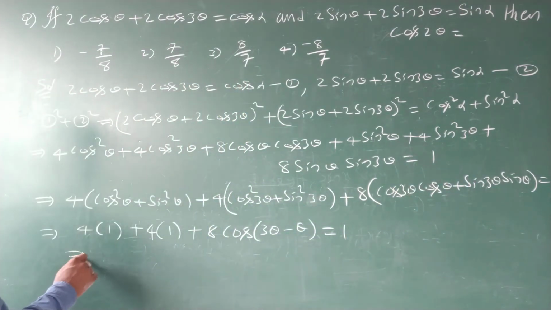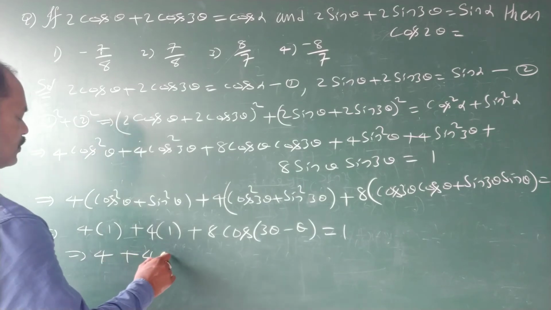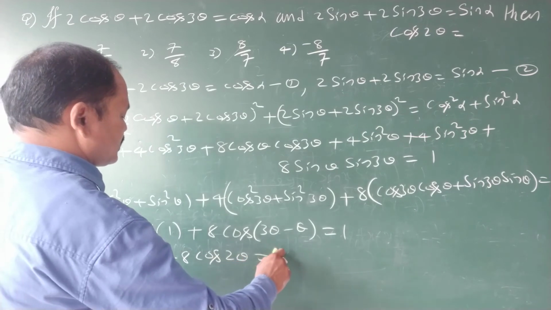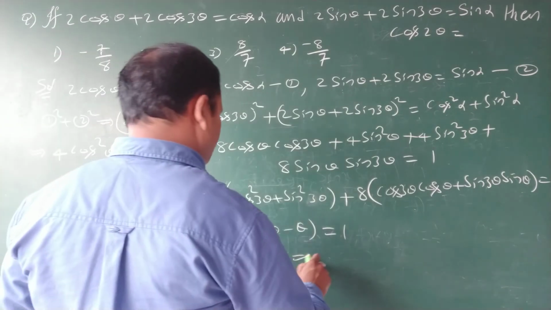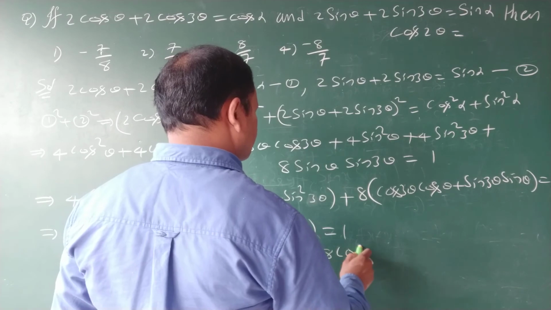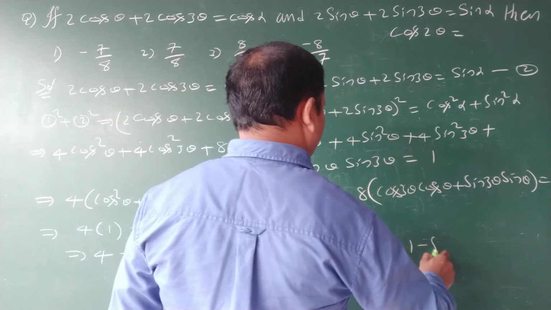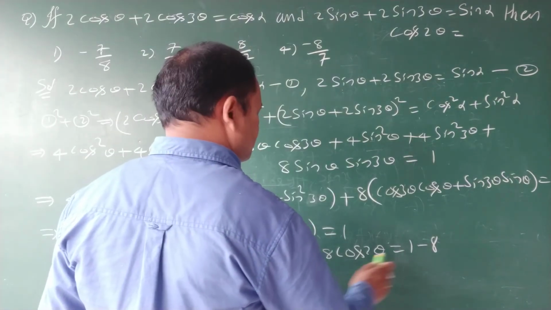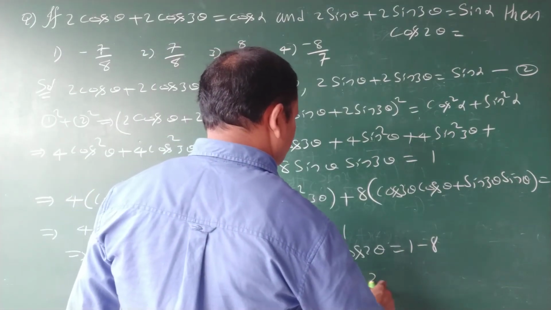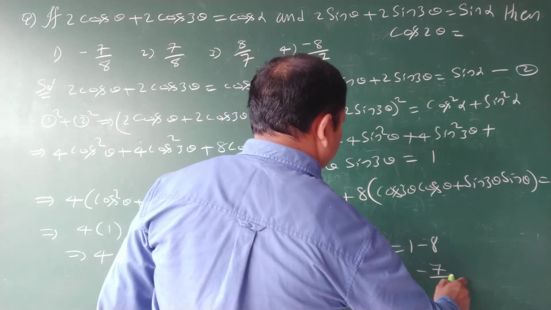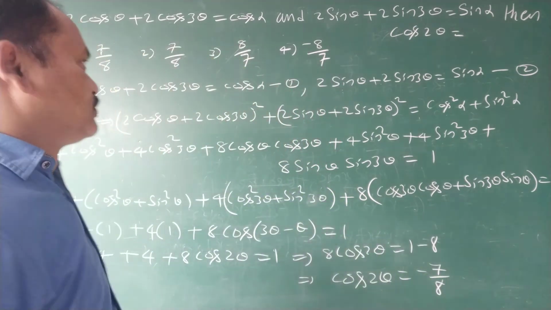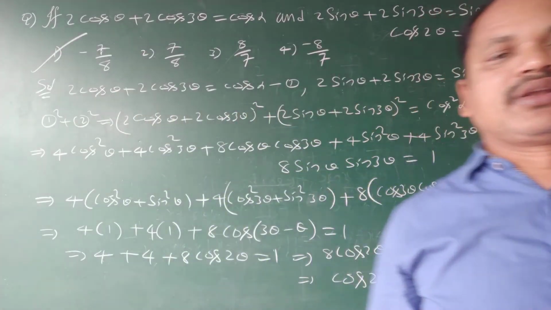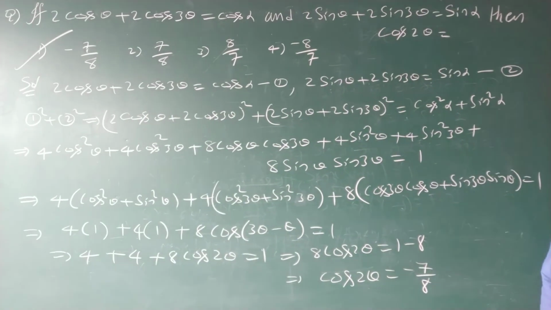Now here it is 4 plus 8 cos 2 theta is equal to 1. Now from this, 8 cos 2 theta is equal to 1 minus 4, so this is minus 3... that is, 8 cos 2 theta is 1 minus 8, since here it is 4 plus 4, so this is minus 7. Now cos 2 theta is equal to minus 7 by 8. Cos 2 theta is minus 7 by 8. That is the first option. That's all. Now we are going to one more question, which depends upon this concept.